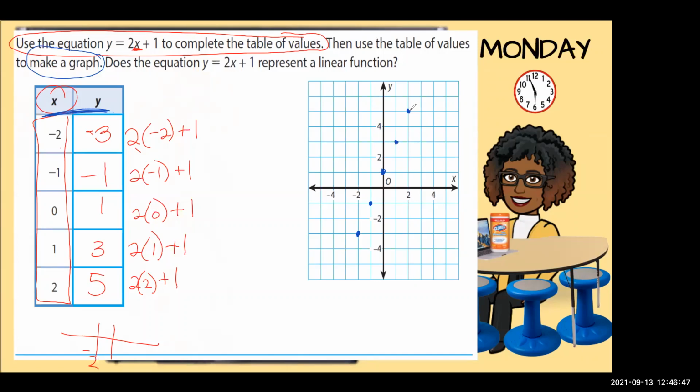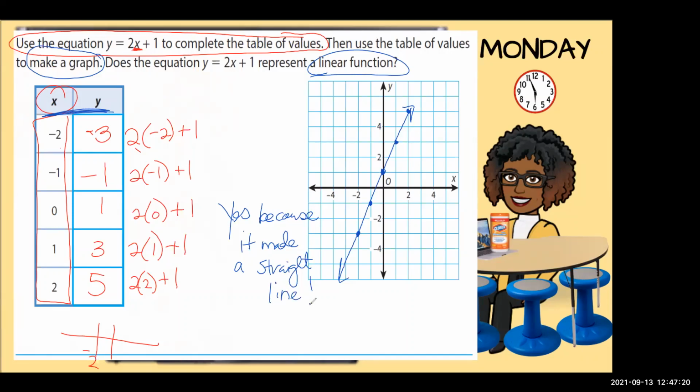And what do you think we're gonna do after we plot? We're gonna connect the points and then we're gonna check to see if it makes a straight line. It looks a little crooked based on how you got it on there, but it should be a straight line. So then that last thing asks us, does it represent a linear function? Yes, because it made a straight line. It's just that simple. I connect the points. Let us know how you know that it's linear.